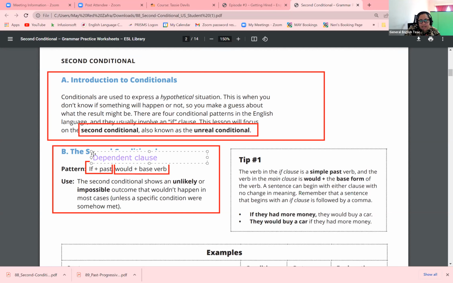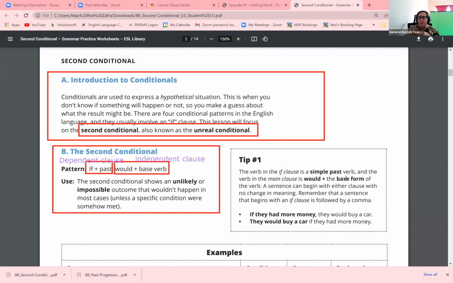Why? Because if you don't have the second clause, this sentence will not have any meaning. And then the next part of the sentence is called the independent clause. The independent clause can have a meaning on its own. But remember, you have if plus the past followed by would and the base verb. So the last part of the verb is not changing. It is just the base verb. Is that clear?